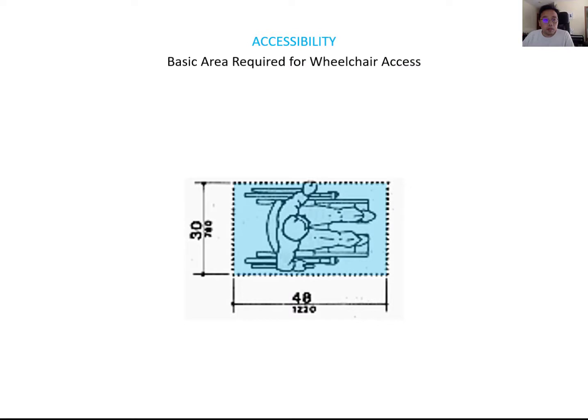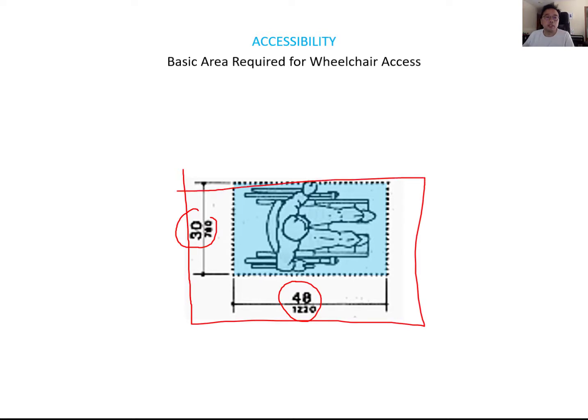So when you want to understand accessibility, you first need to understand the meaning of a clear floor space. When you design an accessible space or public space, you always start from the clear floor space. So what is the clear floor space? We always consider this minimum clear floor space for physical disability. This clear floor space, you have to memorize this dimension: 30 inch by 48 inch. This is a very important dimension to start to talk about accessibility.